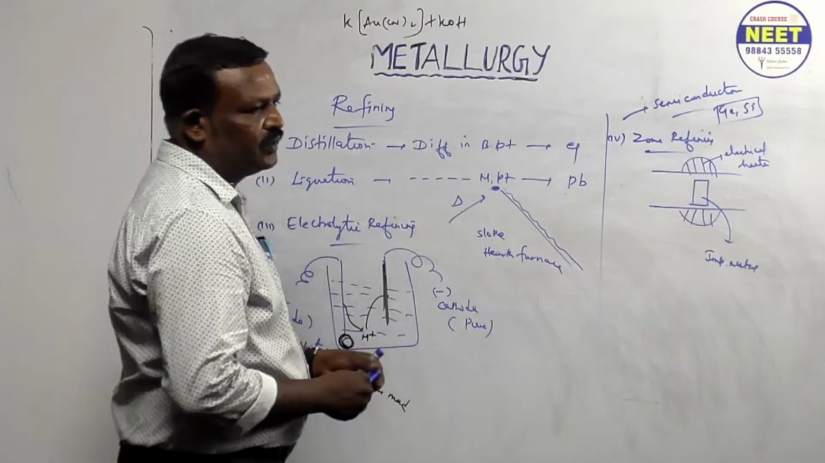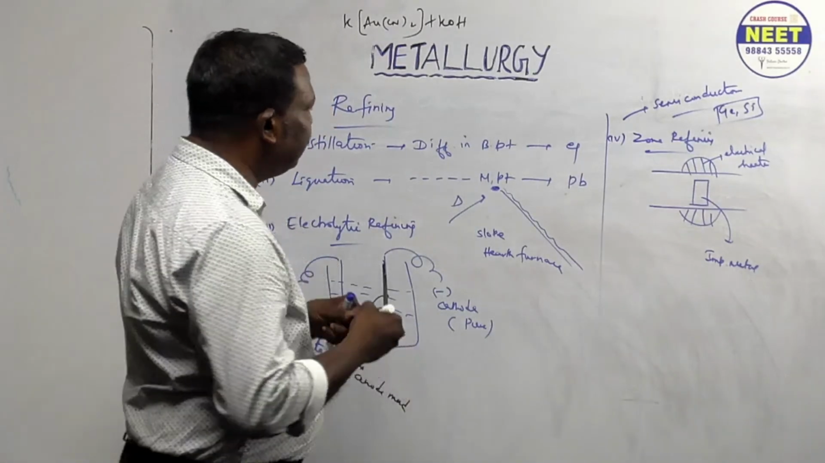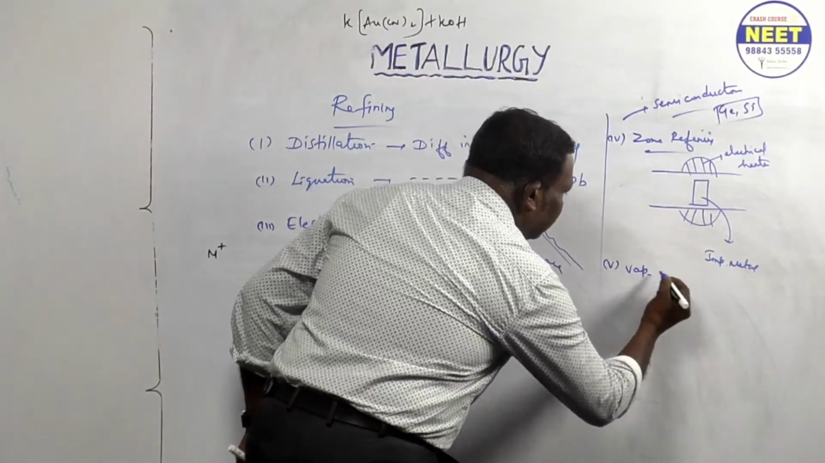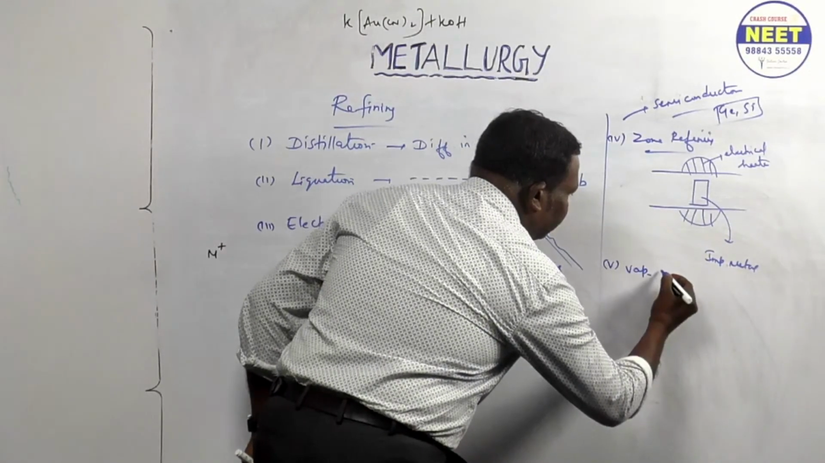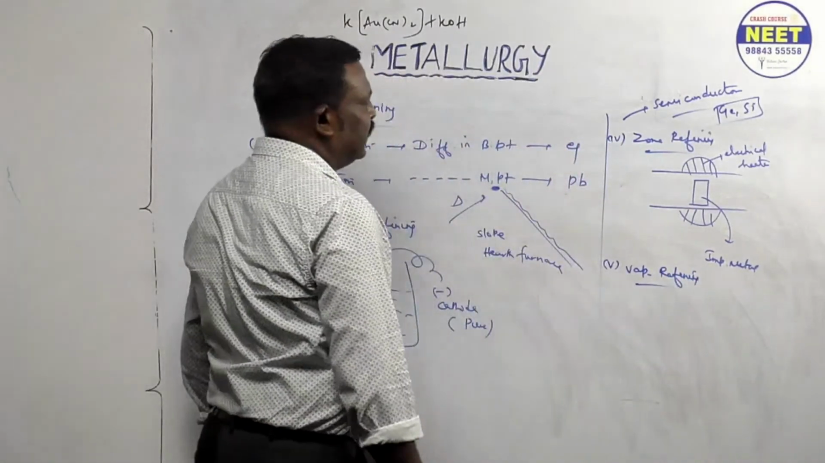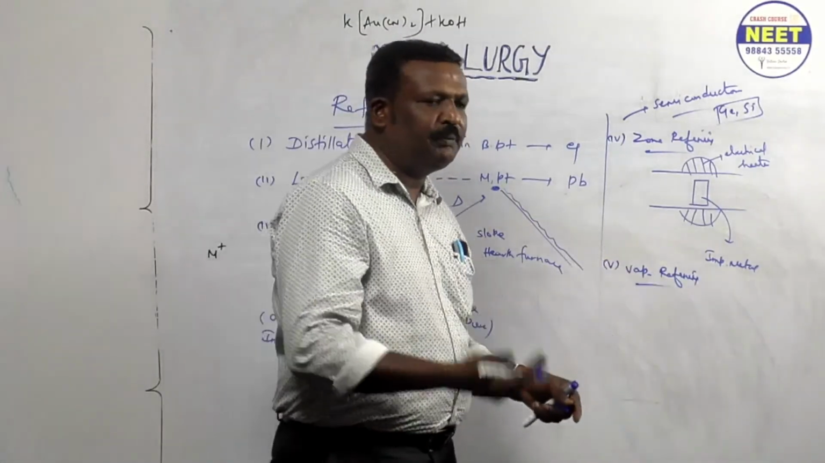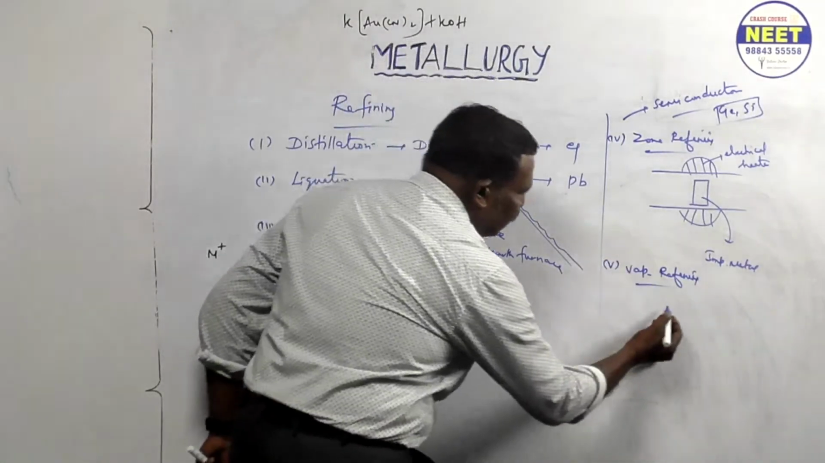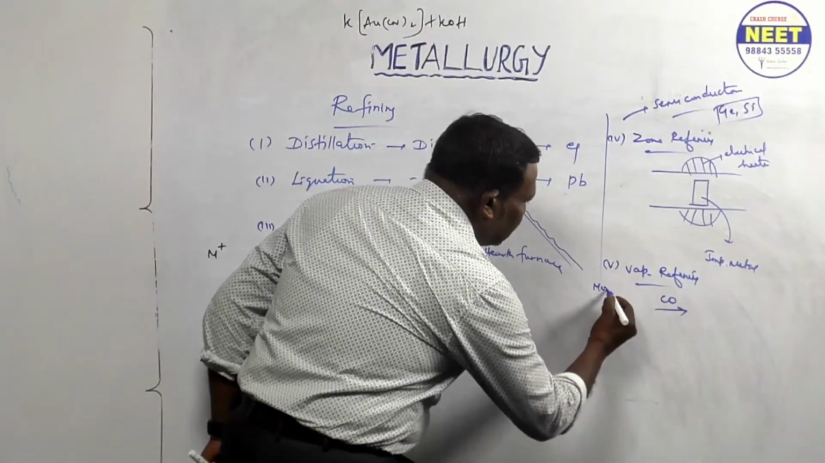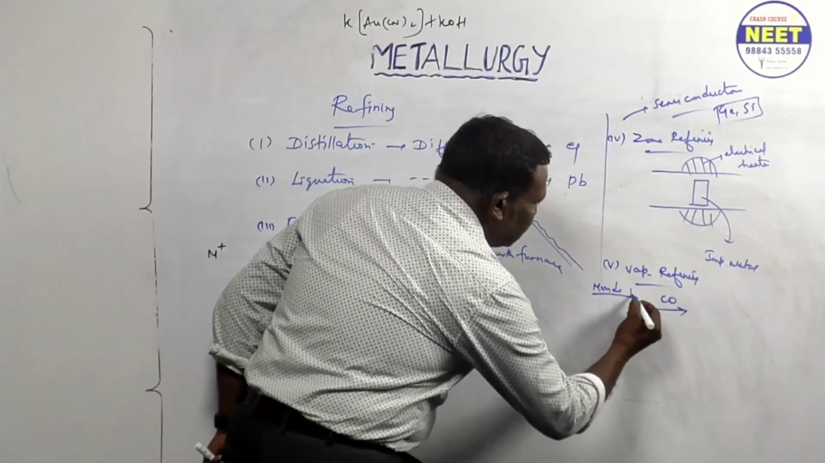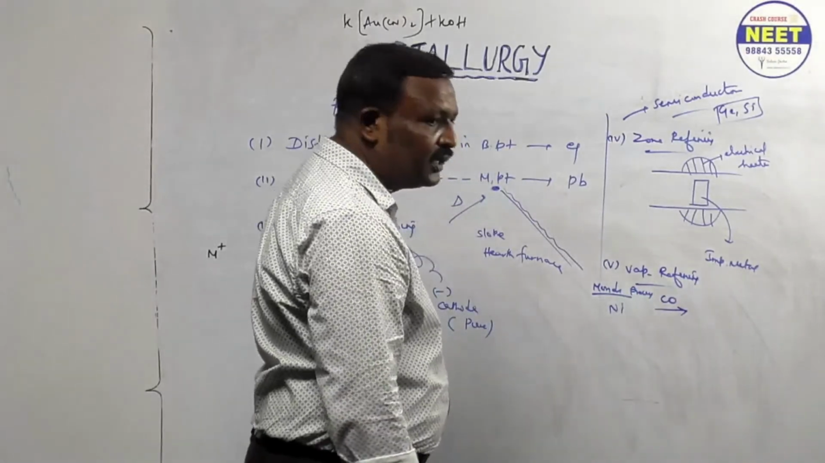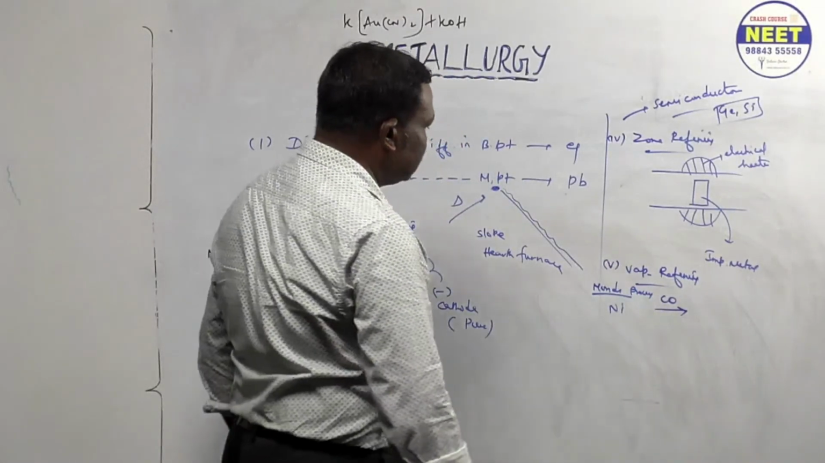Next one is vapor phase refining, the fifth one. Vapor phase refining means we are converting the metal into vapor by adding carbon monoxide. For example, take the Mond process. In the Mond process, I am refining nickel.